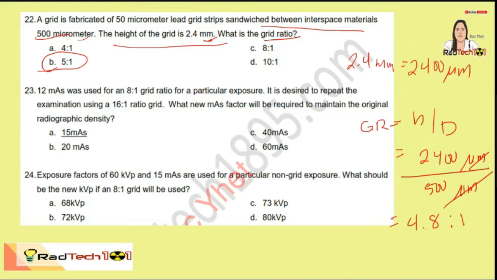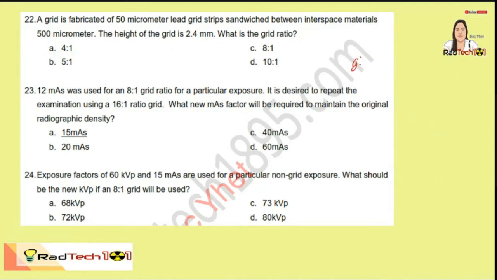Number 23, so we have an answer here. 12 MAS was used for an 8 to 1 grid ratio for a particular exposure. It is desired to repeat the examination using a 16 to 1 grid ratio. What will be the new MAS to maintain the original radiographic density? So, for the MAS, when it is 8 to 1, from non-grid, the MAS is tripled, so times 3. When we use 16 to 1, the MAS is times 4.